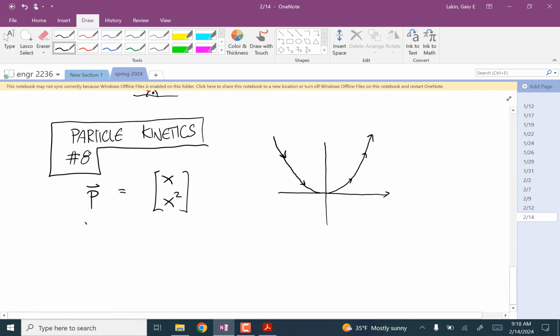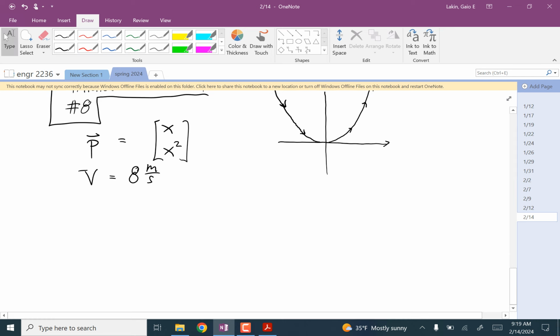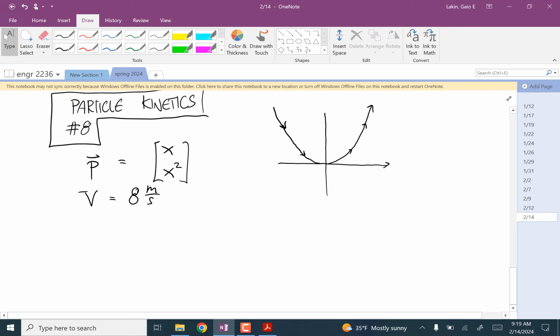Okay, so the speed is 8 meters per second. And since we have this parameterization, we have to come up with a velocity vector in terms of that parameter. The way to do that is we can find a unit vector that's tangent to this path at any x. I'll call it u. This is tangent to the path, by taking a derivative of this vector with respect to the parameter. So that's dx is 1, d of x squared is 2x.